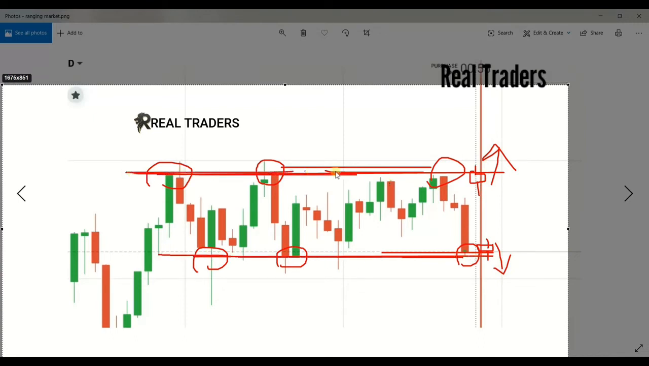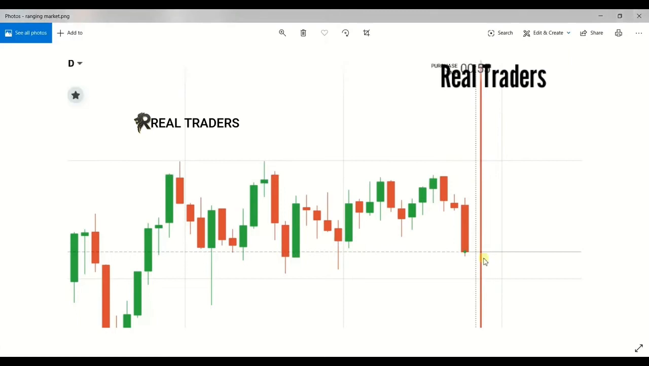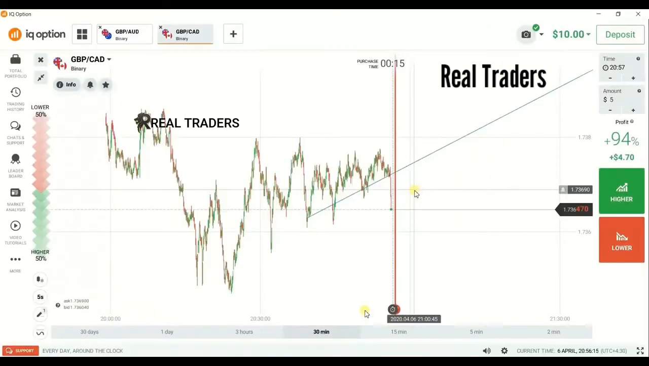It will mostly work when the market closes at the level, not with a gap. So when the market closes at the level, you can place your trade, not like this. You can see here it is a big gap, so we cannot trust here. So when the market closes at this low level or high level, it will work. And let me show you an example.